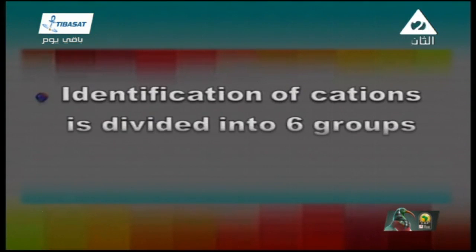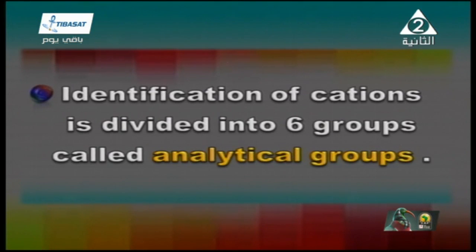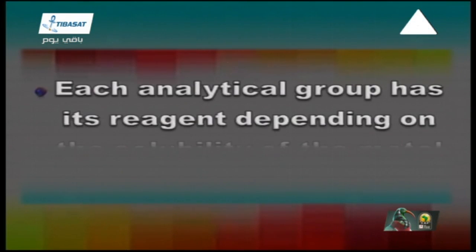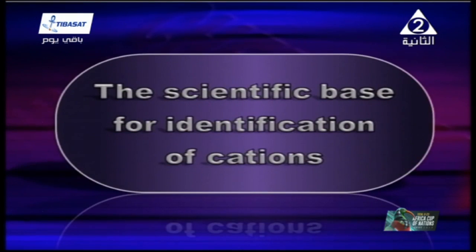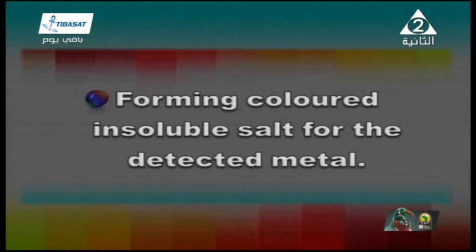The identification of cations is divided into 6 groups called analytical groups. Each analytical group has its own reagent depending on the solubility of the metal salt in water. The scientific basis of identification of cations is forming a colored insoluble salt for the detected metal.